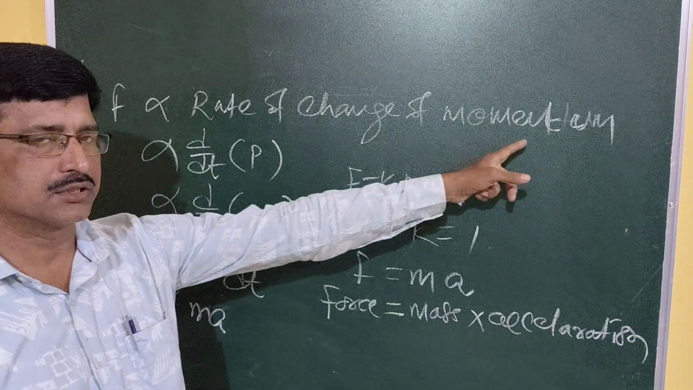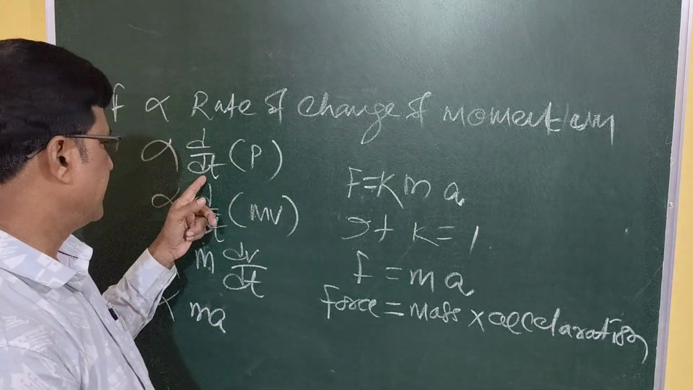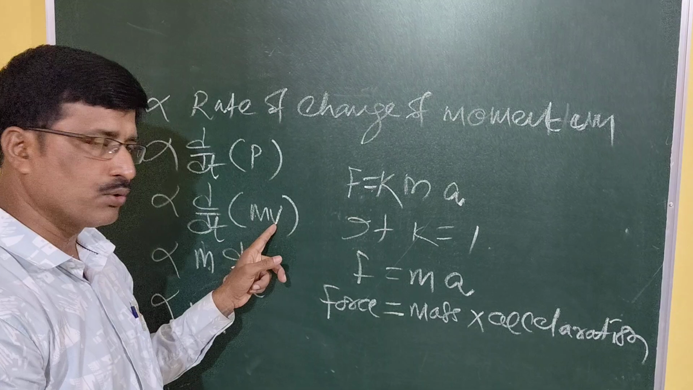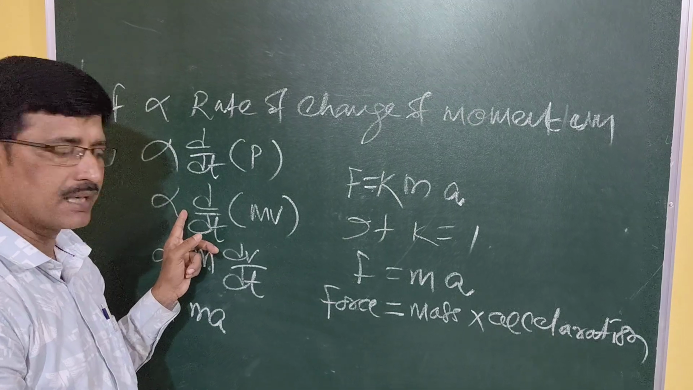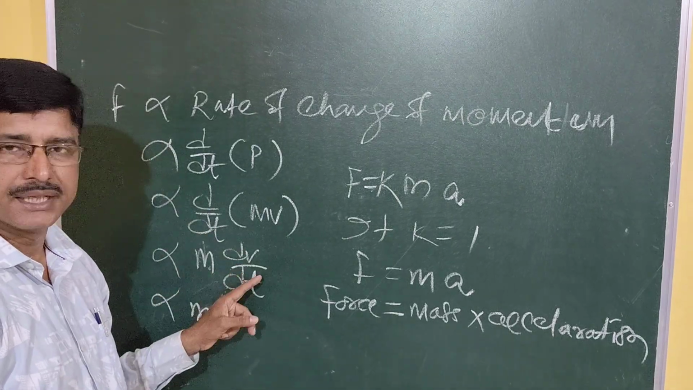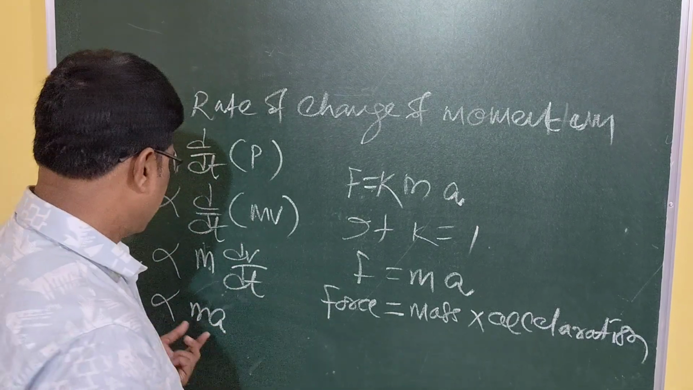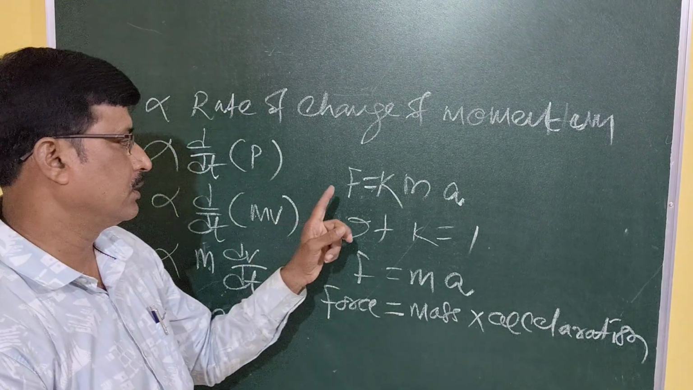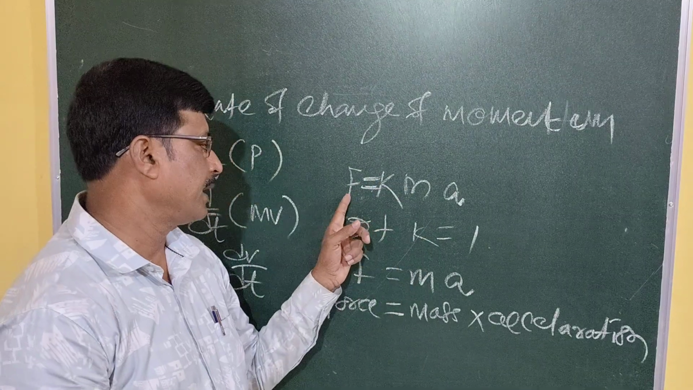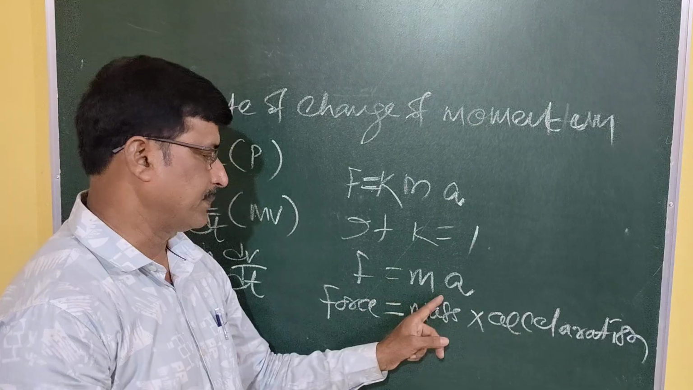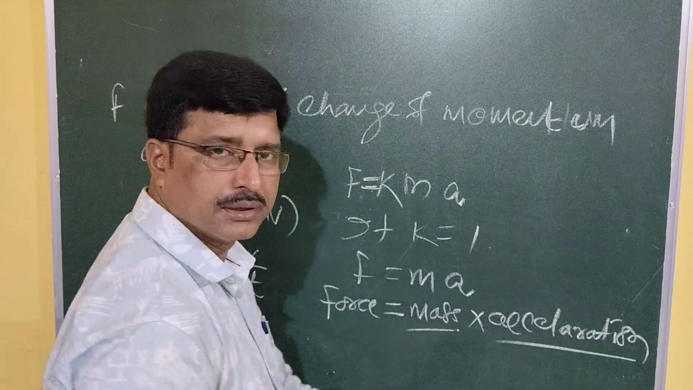Just see, rate of change of momentum means the momentum changes with time. So we have taken d by dt of p. As you know, p is equal to m into v, mass into velocity. So d by dt of mass into velocity. Mass is constant, taken outside of the derivative. So m dv by dt, where dv by dt is the acceleration. So we get m into a. As it is proportional, when we take out the proportionality we can put a constant here. So F = kma. If k is equal to 1, then F = ma, that means mass into acceleration. Okay, force is equal to mass into acceleration.